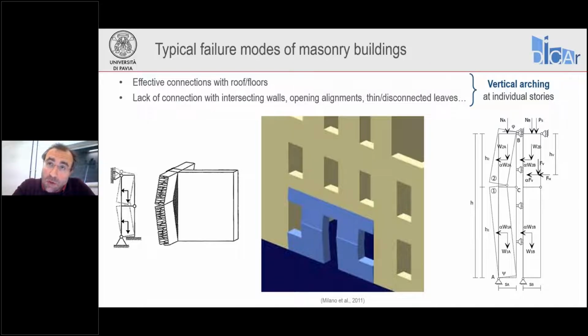Now, even if we provide good connections between intersecting walls and between walls and diaphragms, we may still develop some local mechanisms. In the previous webinar, we saw some techniques for improving these connections. But even in this case, we may see especially vertical arching of the masonry walls out of plane between floors, especially if we have opening alignments, if we have not so good connection with intersecting walls, and if we have poorly interconnected masonry leaves within the wall.